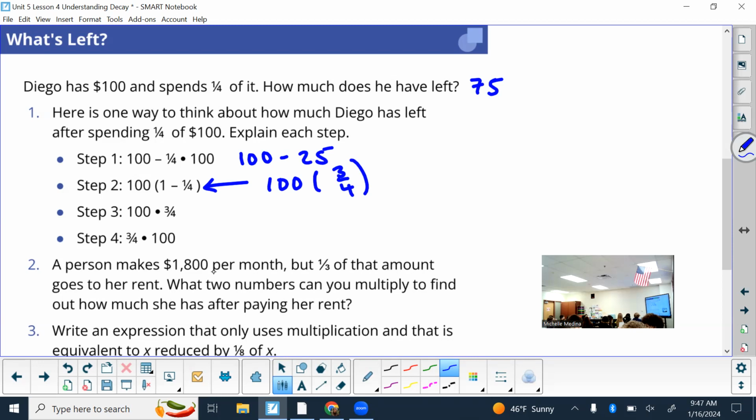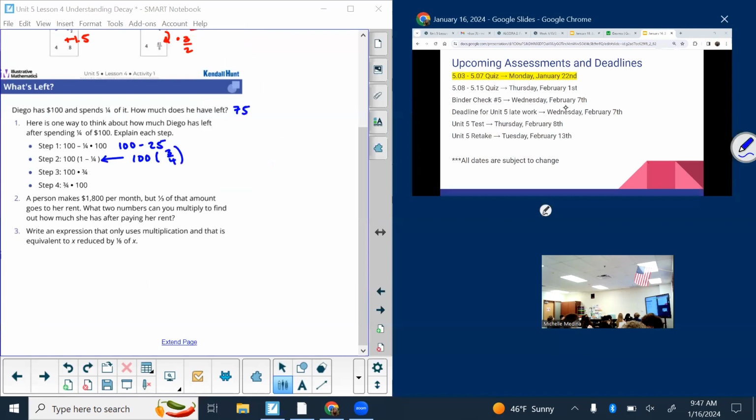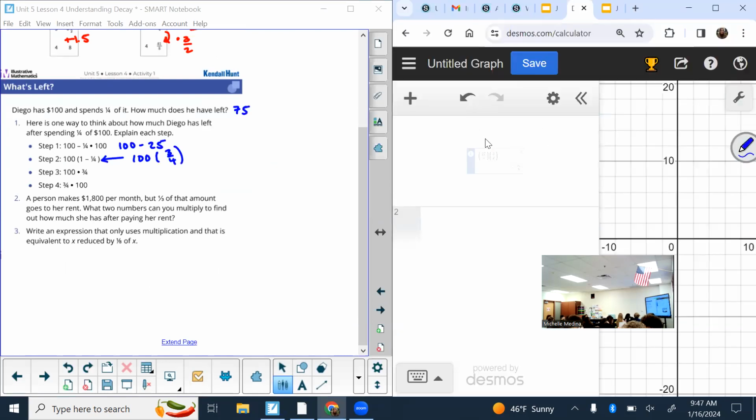Do we know how to use calculators to check? Or if we can't do that mental math? Every time you put a fraction in a calculator, I highly recommend you use parentheses. But look, it also gives me 75.